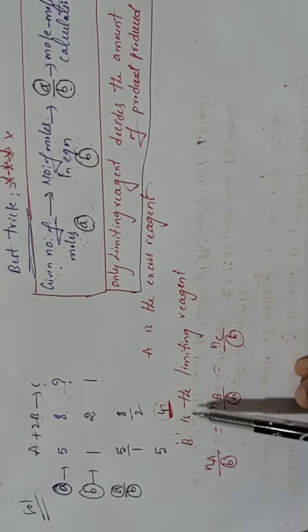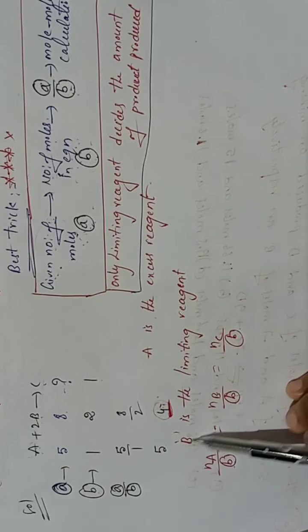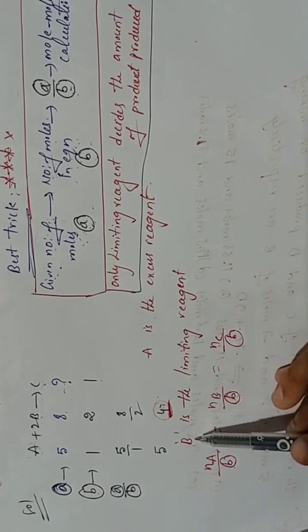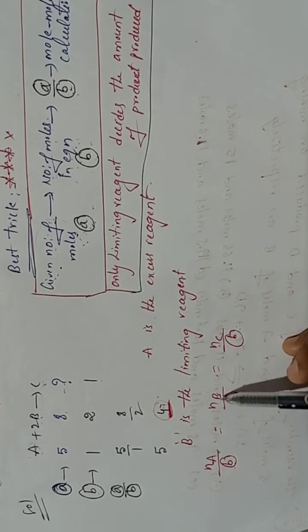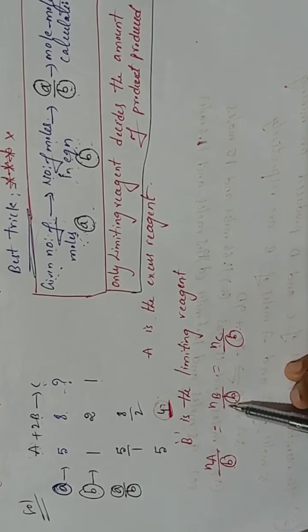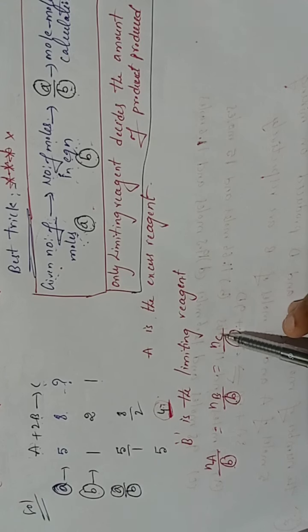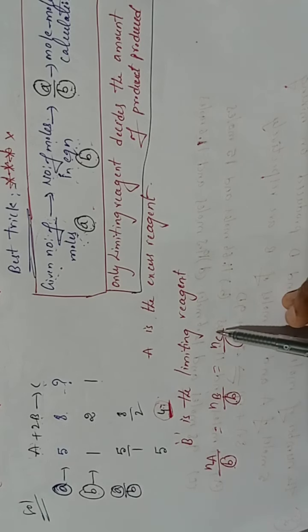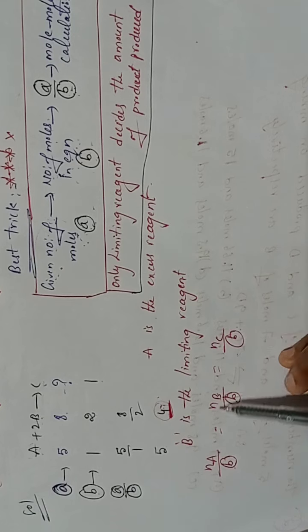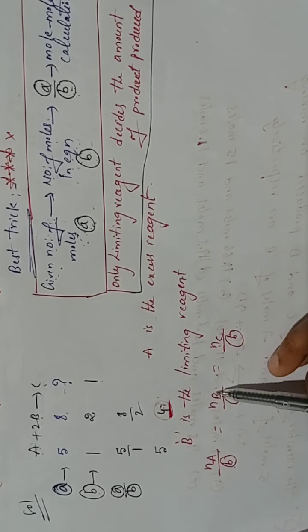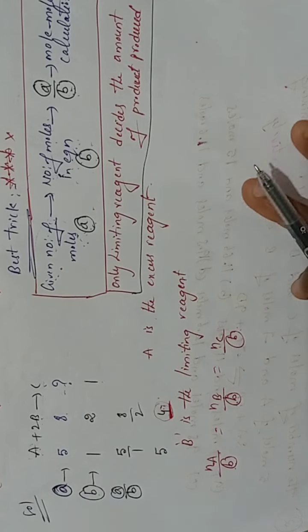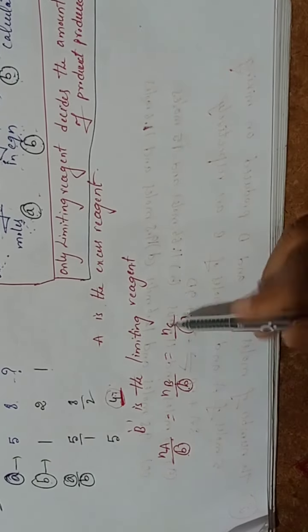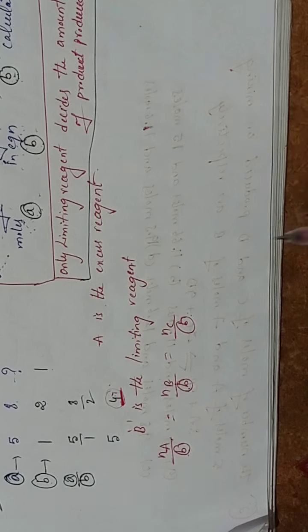Now see, which is the limiting reagent? B reactant is the limiting reagent. So by using this B, we have to find the number of moles of C, students, because B is the limiting reagent. It decides the number of moles of C. That means only the limiting reagent decides the number of moles of the product, or the amount of product produced. Clear this one?